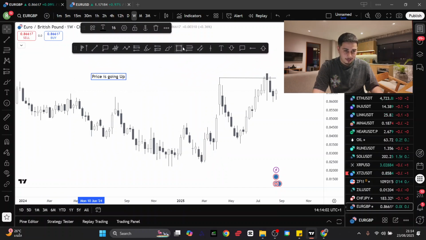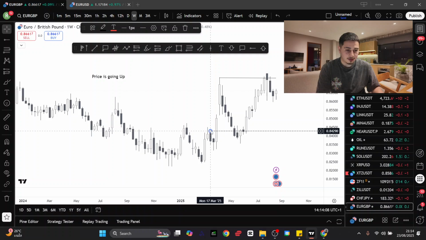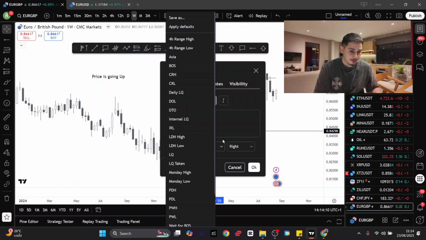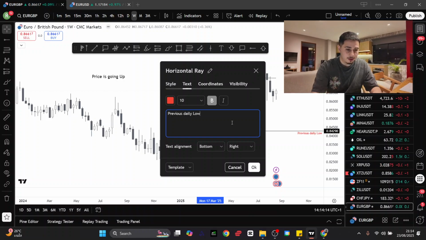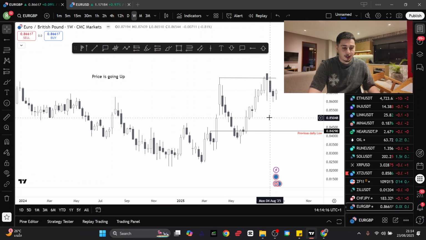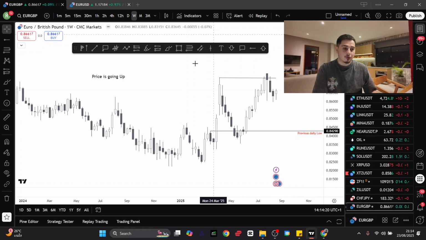So this is my personal toolbar. I use this all the time. And here I basically can draw lines, I can write out, and I've got templates here, but I can write here, this is the previous daily low, and basically mark out my chart. So you've probably seen, if you've watched any YouTube videos, loads of people have all these annotations on a chart. This is what it is, all right?